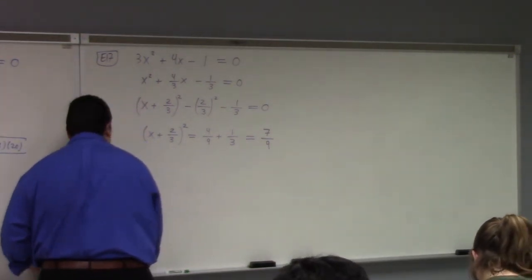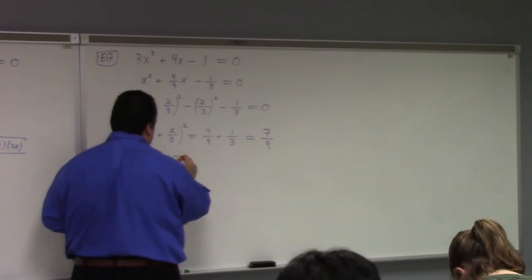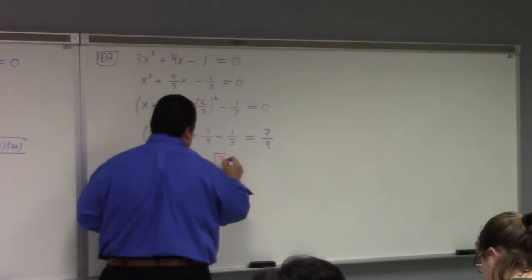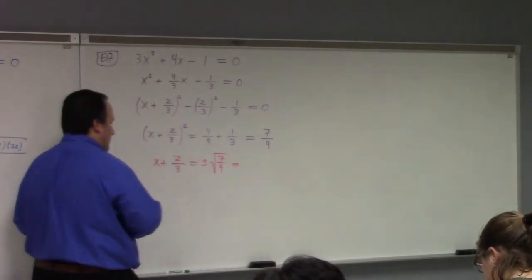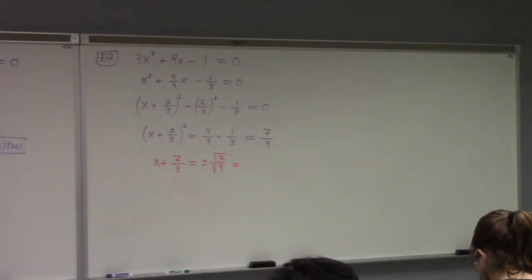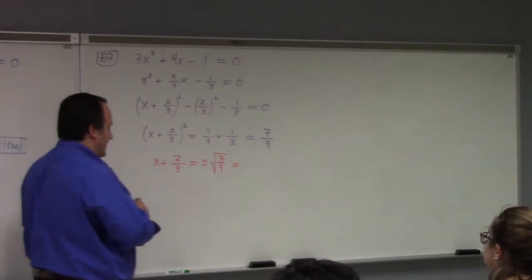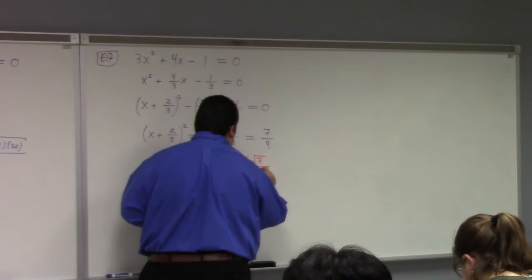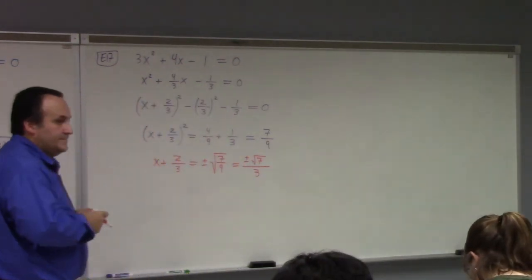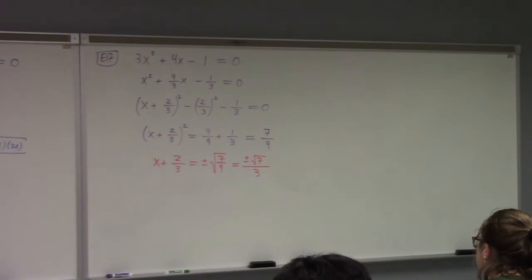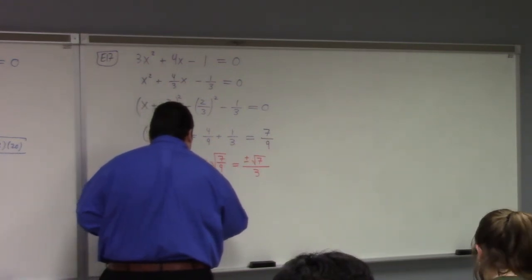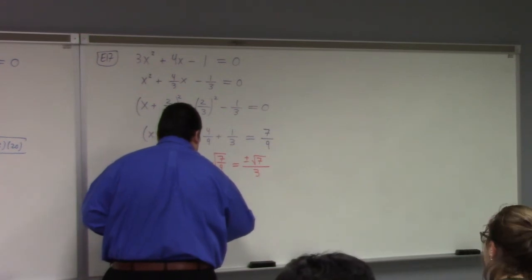The square root property says that x plus 2/3 is equal to plus or minus the square root of 7/9. Can you simplify that? Well, plus or minus the square root of 7/9 is plus or minus the square root of 7 divided by the square root of 9, right? So we can simplify this to plus or minus the square root of 7 all divided by 3, because the square root of 9 is 3. And then solve for x. So x is equal to minus 2/3 plus or minus the square root of 7 over 3.